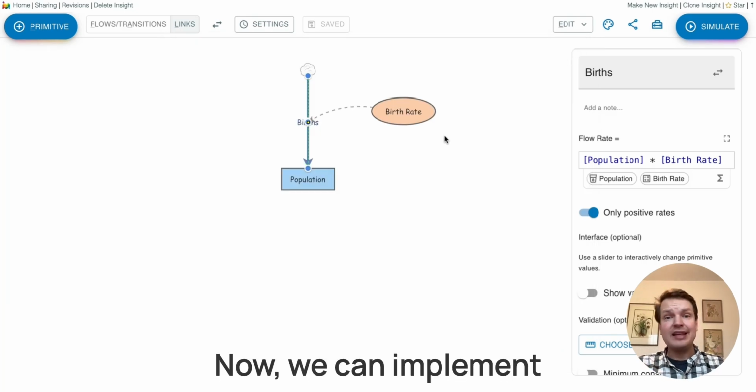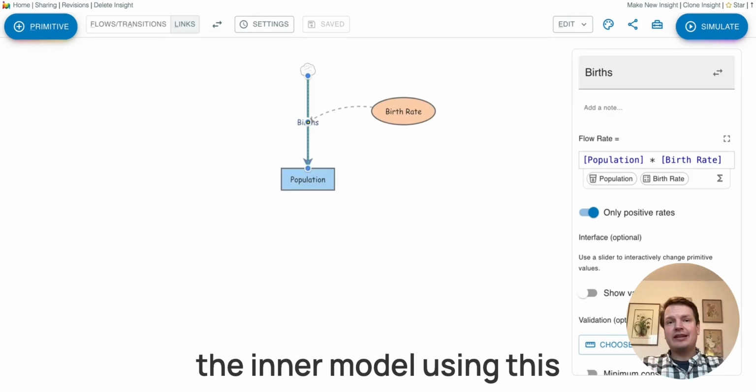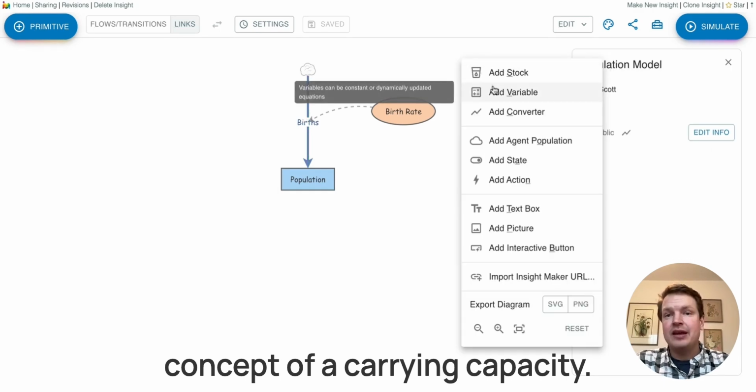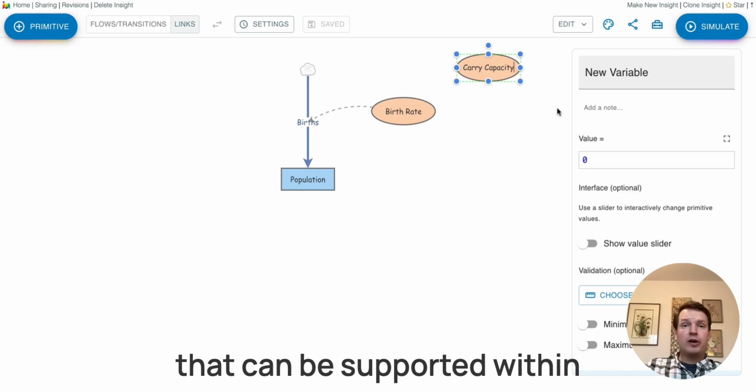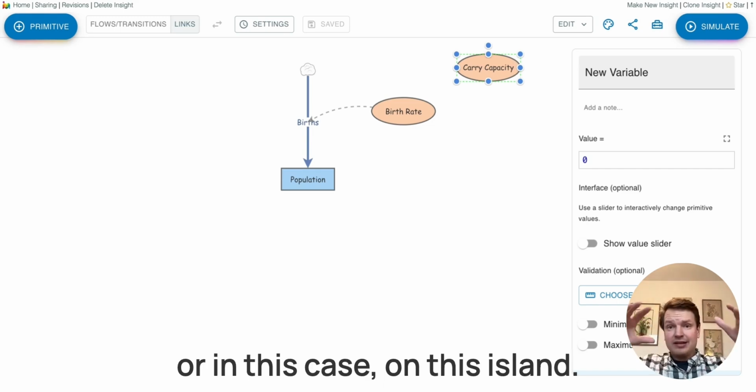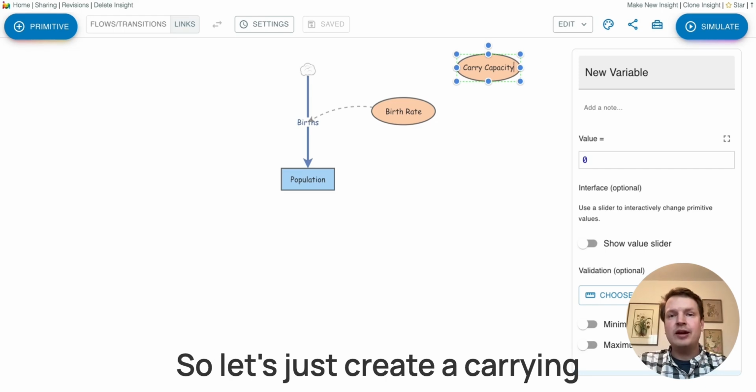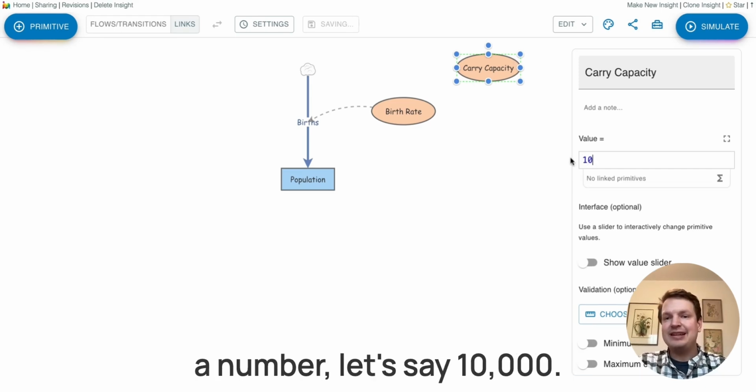Now we can implement that in our model using this concept of a carrying capacity. A carrying capacity is the maximum amount of people that can be supported within a region or within the model, or in this case, on this island. So let's just create a carrying capacity variable and give it a number. Let's say 10,000.